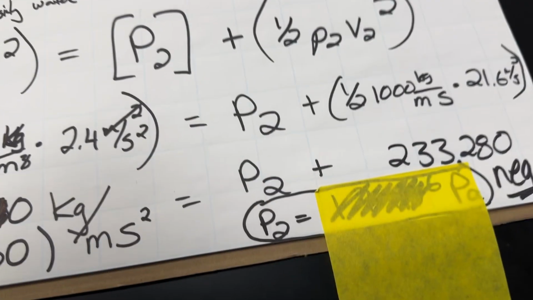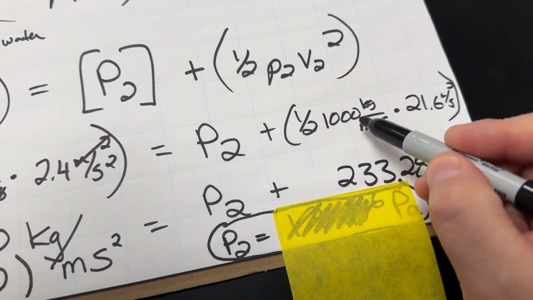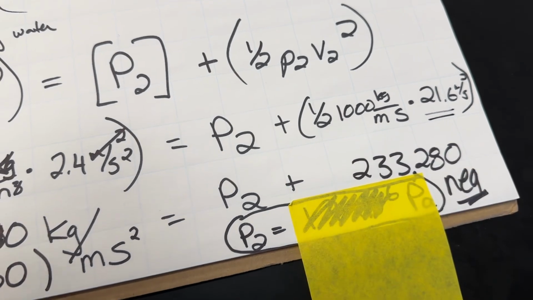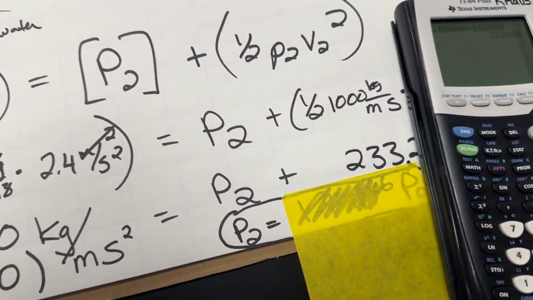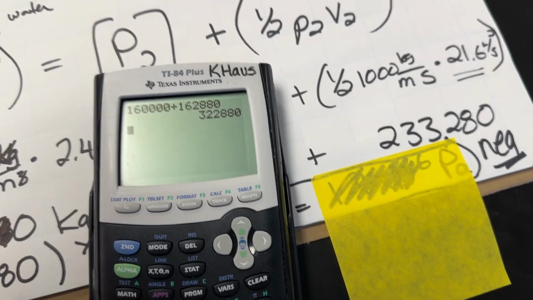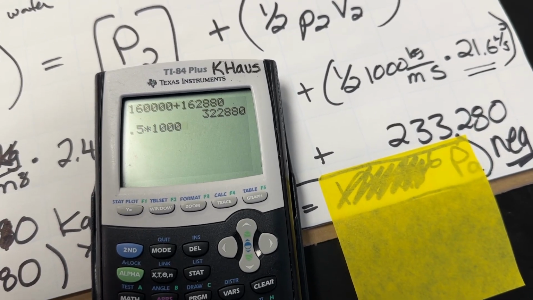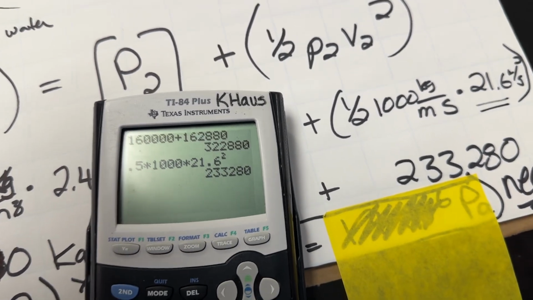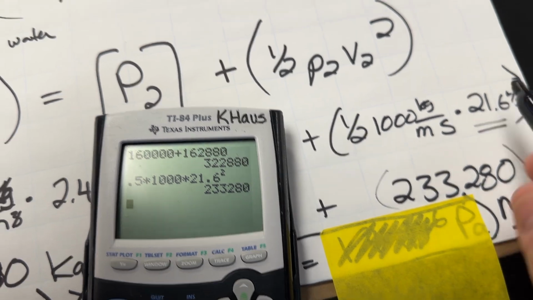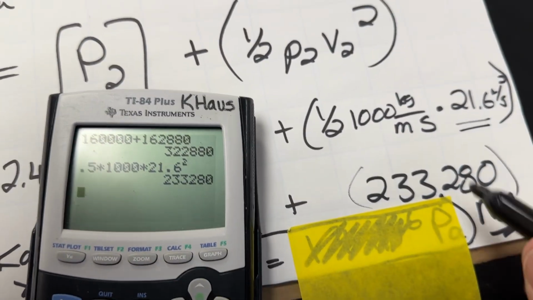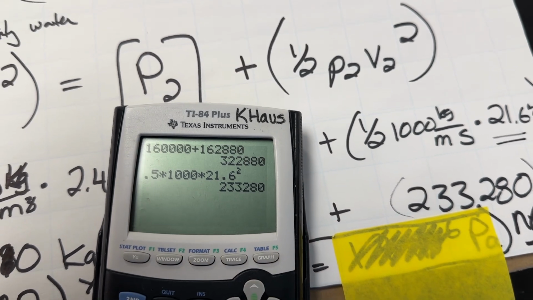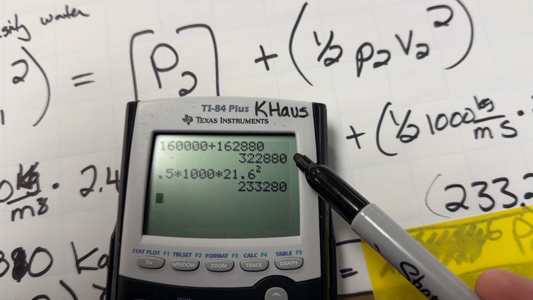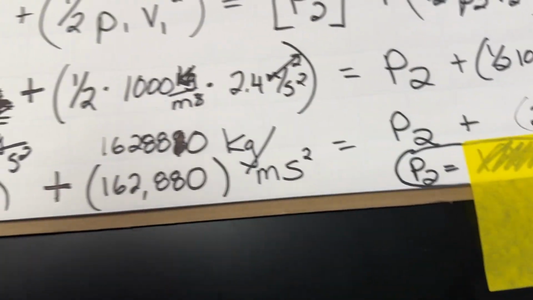We have an unknown P2. The density is still 1,000 and this much higher velocity. And what I'm noticing, and I'm going to double check my work here, half of 1,000, 0.5 times 1,000 times 21.6 squared, and you do get a much larger value, 233,280. But remember, just a minute ago, on the left side of this equation, we had 322,880. So what are we going to do?